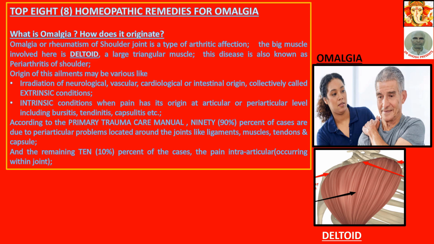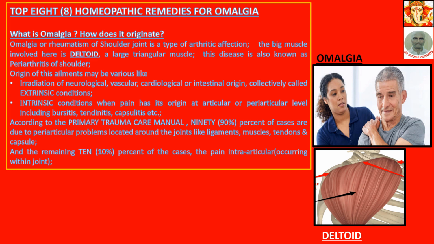Origin of this ailment may be various, like irradiation of neurological, vascular, cardiological and intestinal origin, collectively called extrinsic conditions. Intrinsic conditions, when pain has its origin at articular or periarticular level, including bursitis, tendinitis, capsulitis, etc.